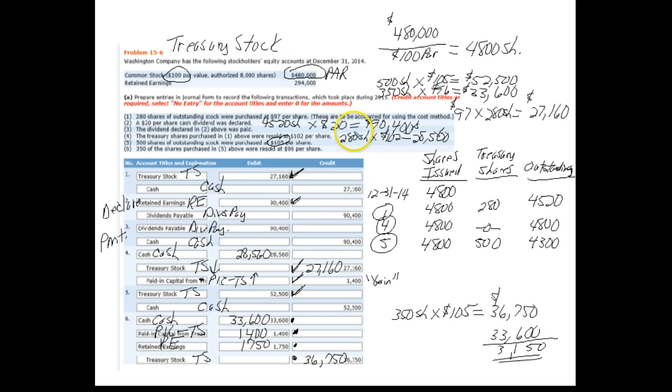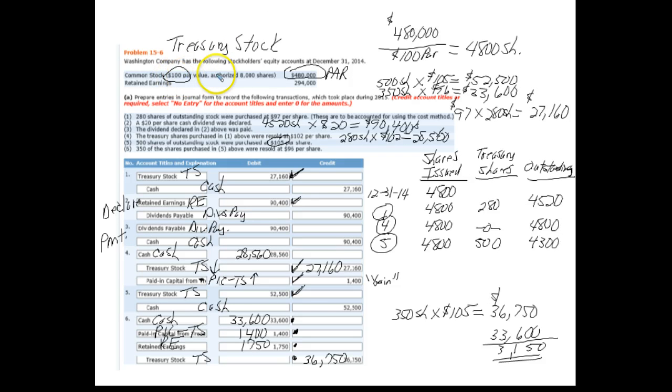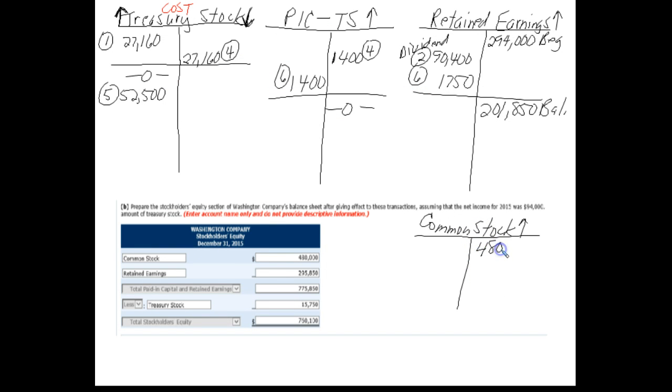Okay, so that is part A of that assignment. So we finished all of that out. And by the way, they didn't ask for it, but let's go ahead. Part B is going to ask us to prepare the stockholders' equity section of the balance sheet. So I'm going to set up the common stock account. Let's go back to the very beginning. Remember, there was $480,000 in that account. So that was the beginning balance in 2015.